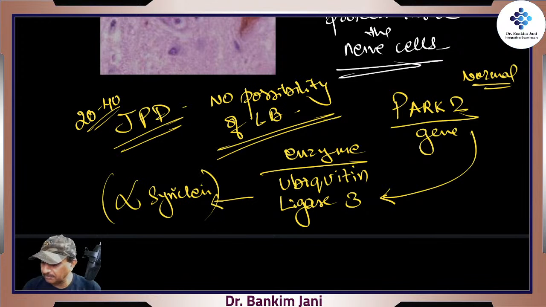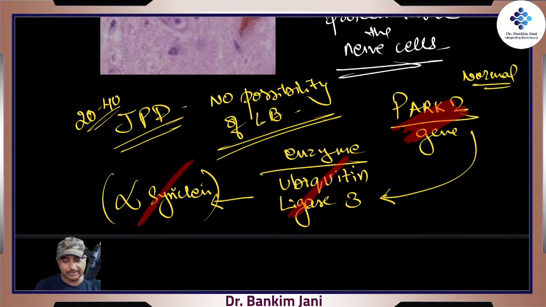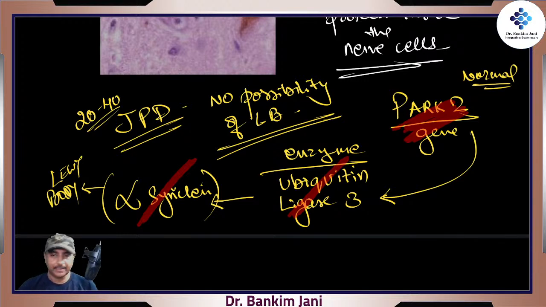So if the gene is defective, now you know it, the gene is defective, so it means this enzyme won't be produced. If the enzyme is not produced, then this alpha synuclein will not be produced. So there is no possibility of development of Lewy body, right? That's the reason it is not present in juvenile disease. But otherwise, this is good.